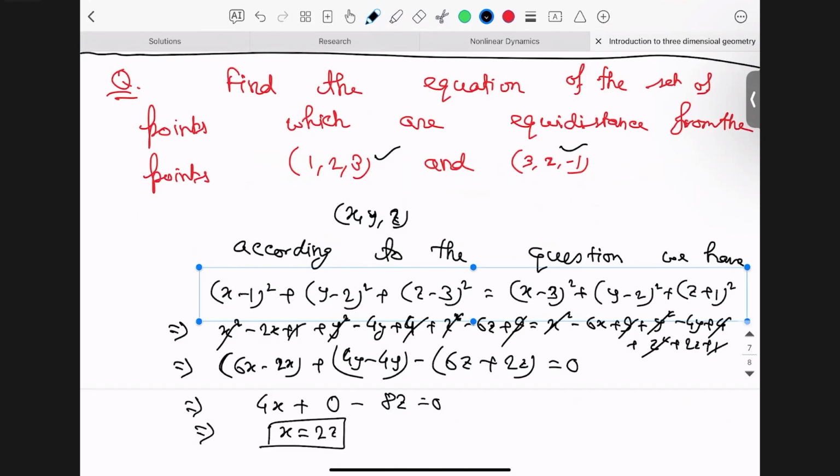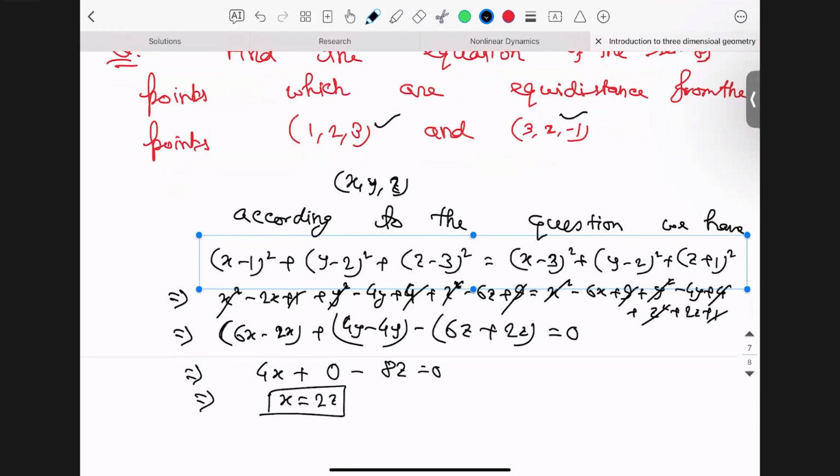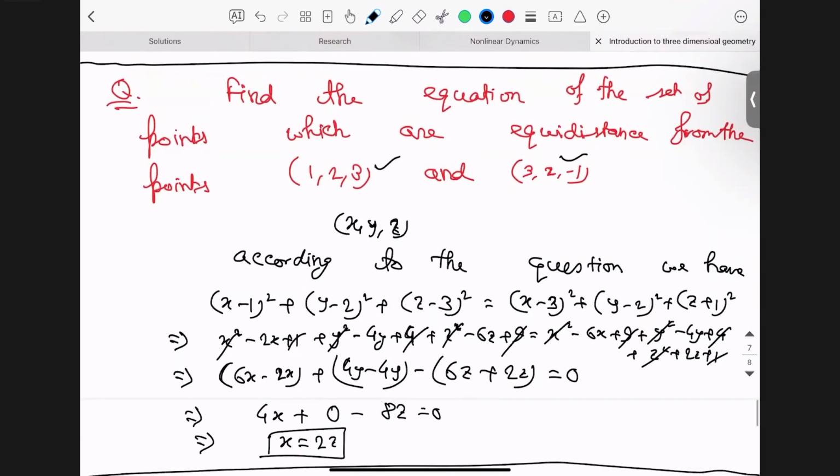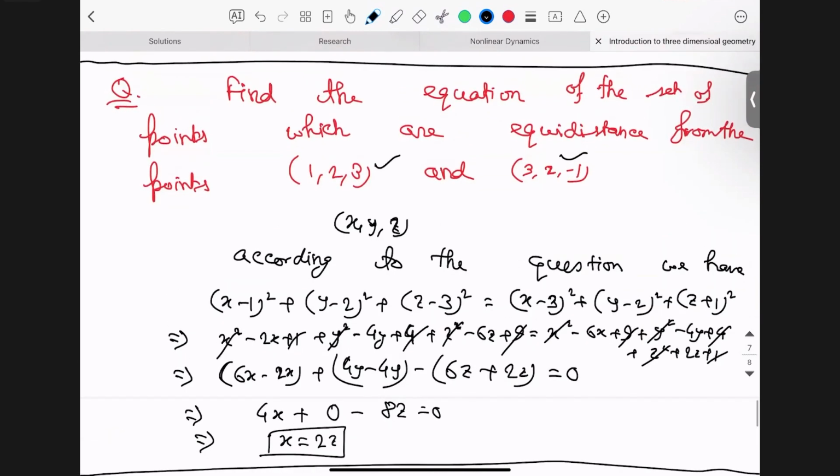So this is the equation of the set of all points which are equidistant from the points 1, 2, 3 and 3, 2, minus 1. I may have made a calculation mistake, so you can check that, and if I have not, then that is the answer. But the idea is this: you need to follow this idea, and you can get the location of all those points which are equidistant from the points 1, 2, 3 and 3, 2, minus 1.